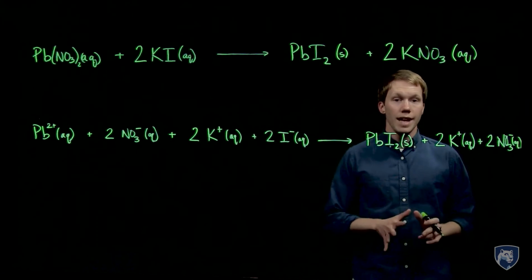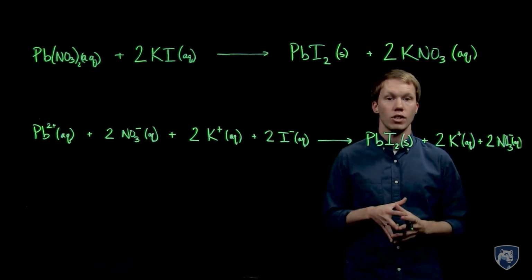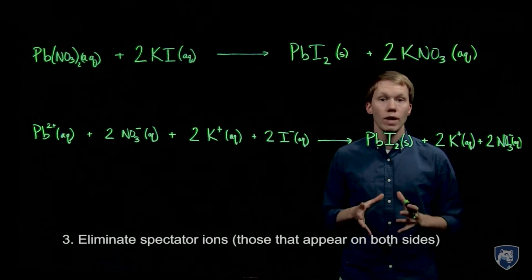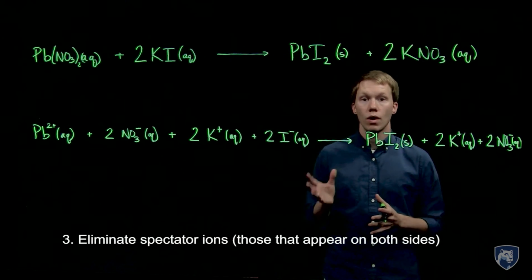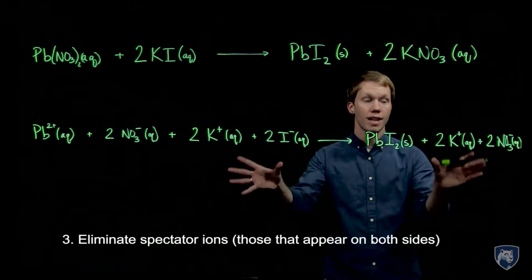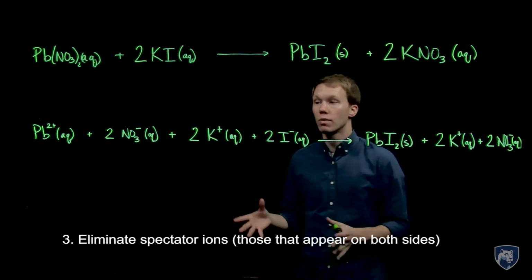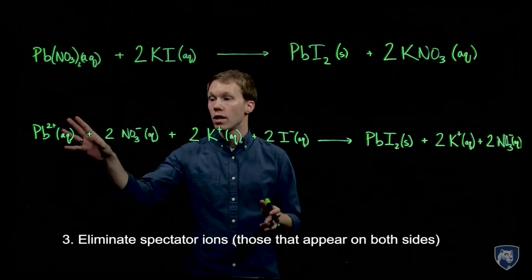Okay. The next step, now that we have our complete ionic equation, is to eliminate what we call spectator ions. And a spectator ion are those that appear on both sides of the chemical equation. And much like in a mathematical equation, we can remove things that appear on both sides.